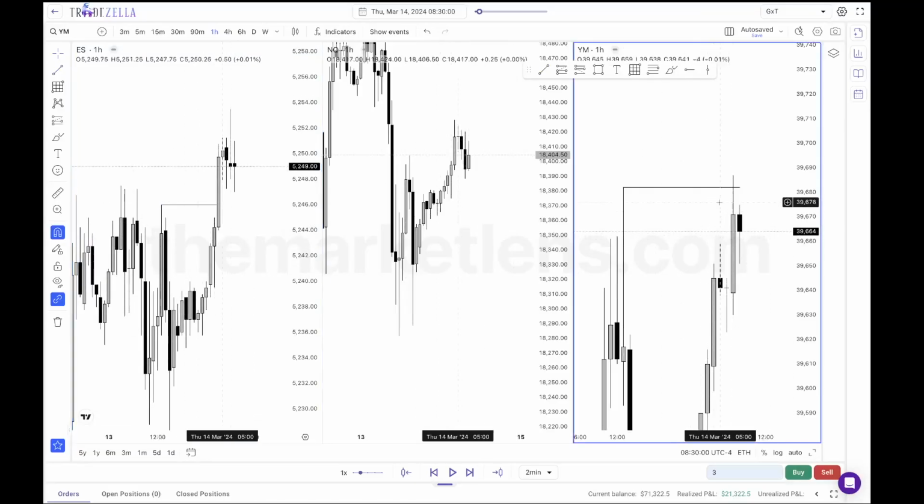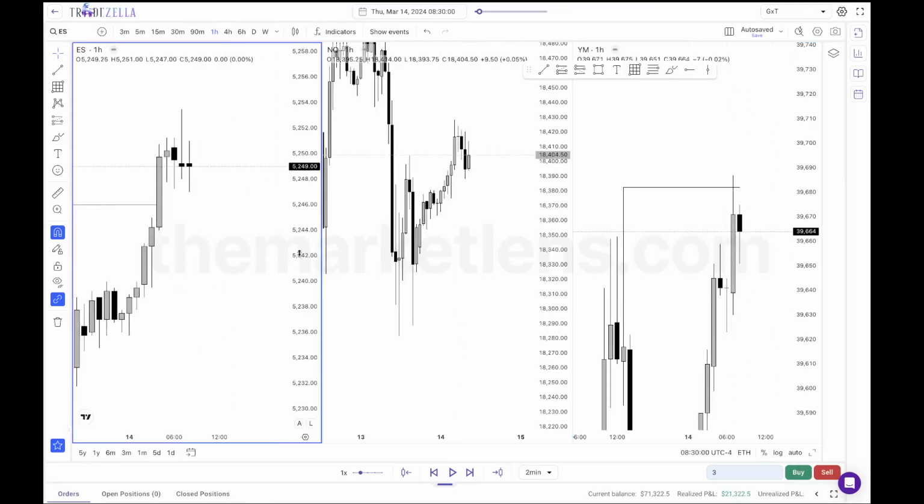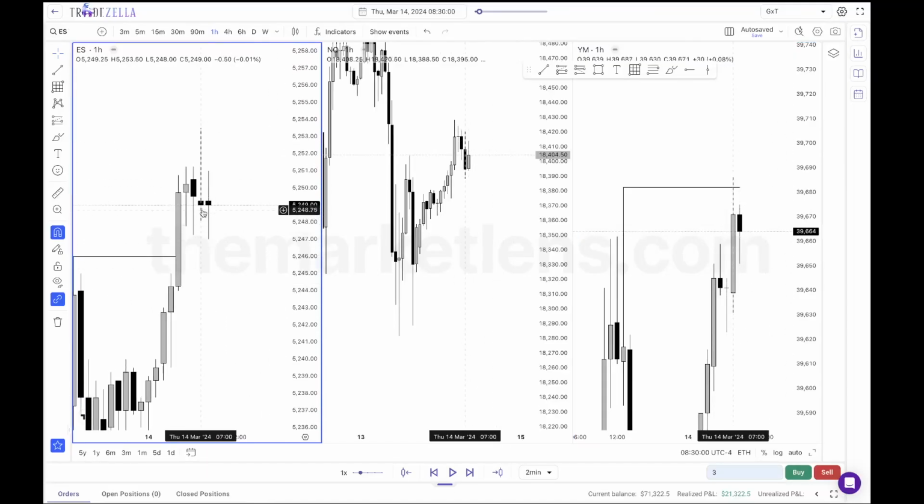So when YM breaks it, this is where we could potentially reverse. Now you're seeing a strength switch because ES was stronger. But look at the previous candle's close. Look at that 7 o'clock close. It's bearish when it should be bullish because it's stronger. Now over here it's bullish to catch up to that and break that.